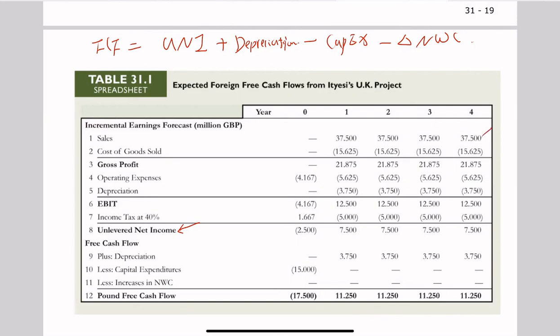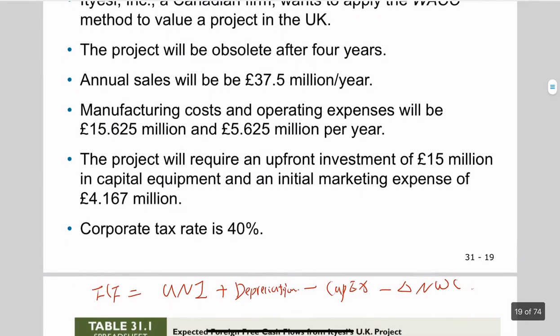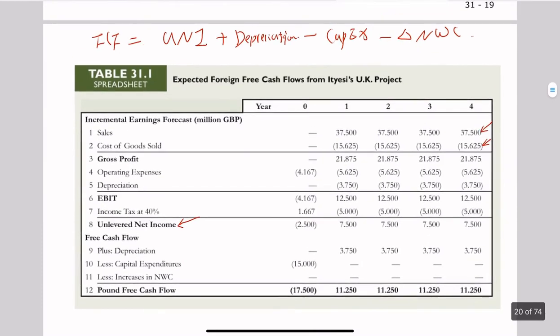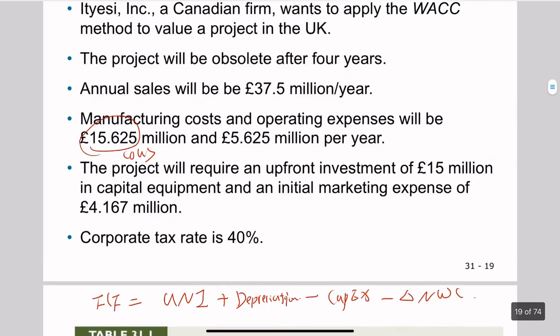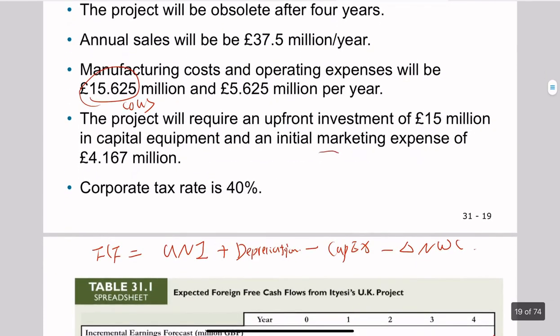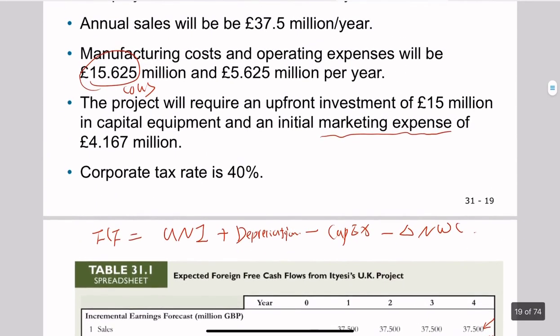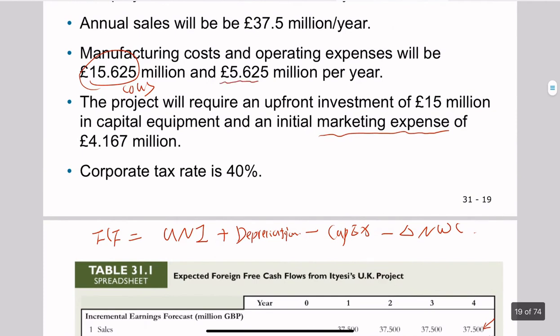Right? So for the first step, we will just look at this income statement, right? So we have sales in the top line, and we have COGS. COGS would be given by this number, right? So this is COGS. And then we have gross profit, which is basically sales minus COGS. And then we have operating expenses. So for year 0, the operating expense would just be the marketing expense. So this is the initial operating expense. And then in the future, the firm will incur $5.625 million of operating expenses per year.